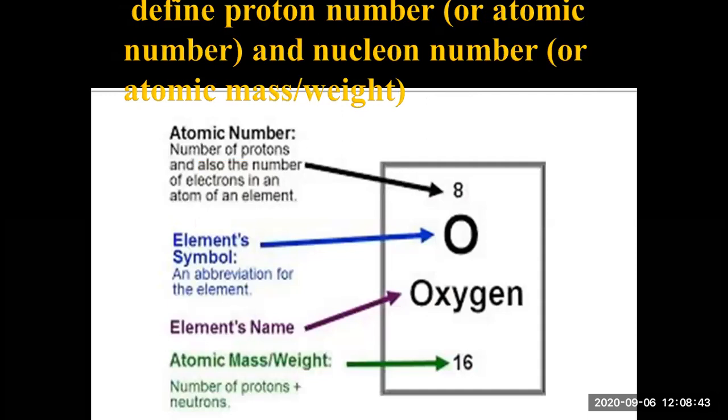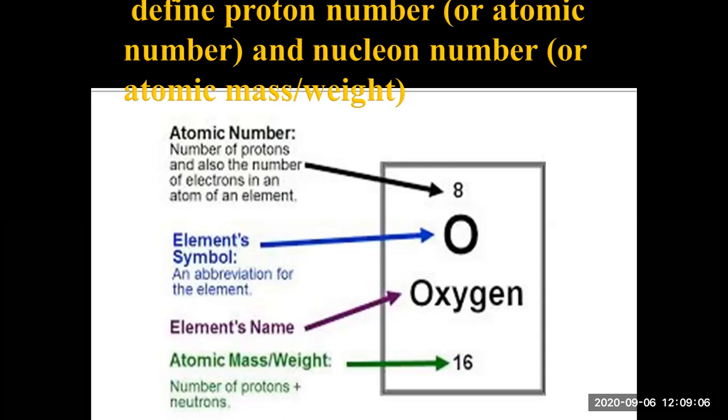Now here you have to recall the small number is the atomic number or proton number of an atom. Here we have an atom of oxygen. It's represented by the symbol O. The proton number or atomic number of oxygen is 8. It tells us the number of protons or number of electrons.